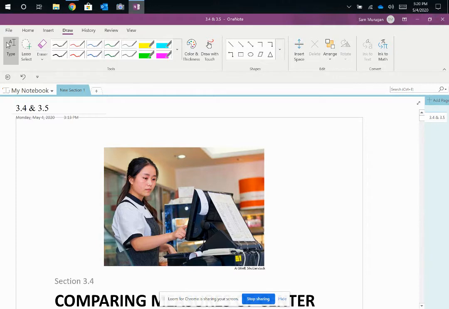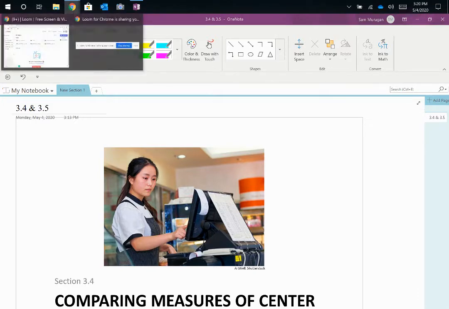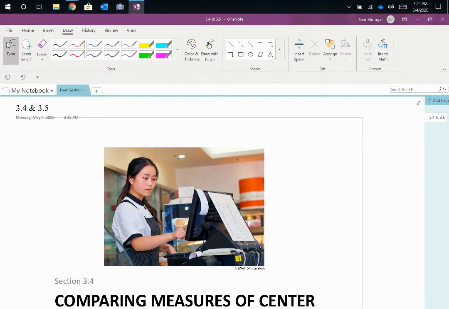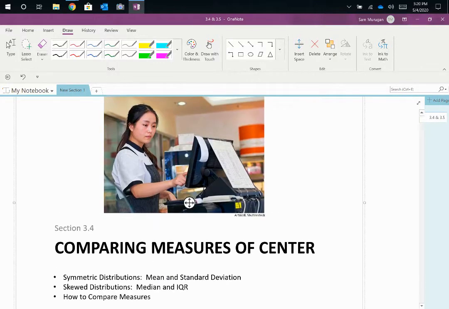Chapter 3.4 and Chapter 3.5. So we're wrapping up Chapter 5, comparing measures of center. For symmetric distribution, remember we use mean and standard deviation. And for skewed distributions, we use median and IQR.